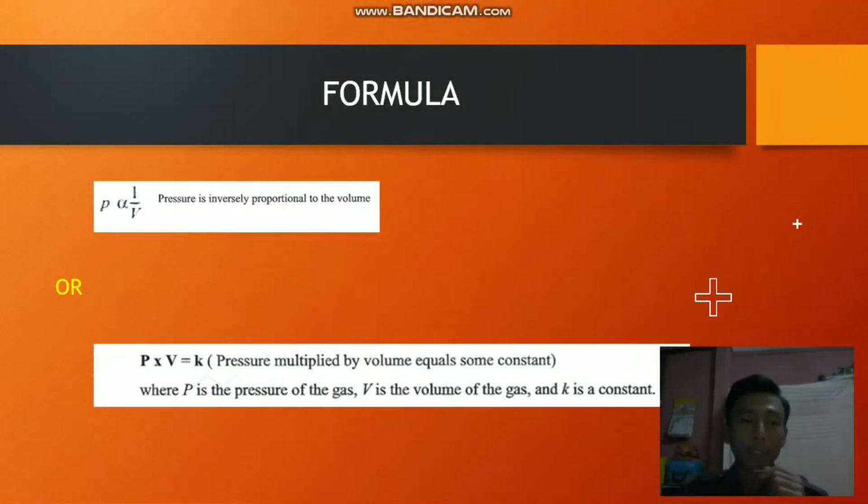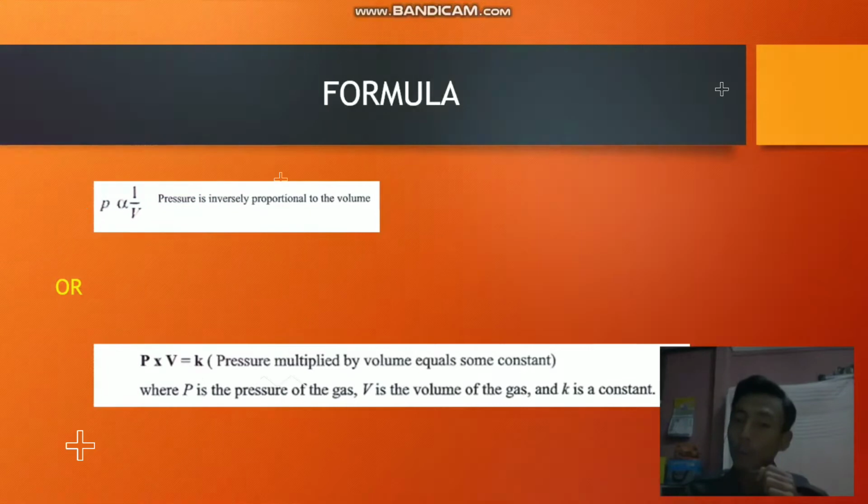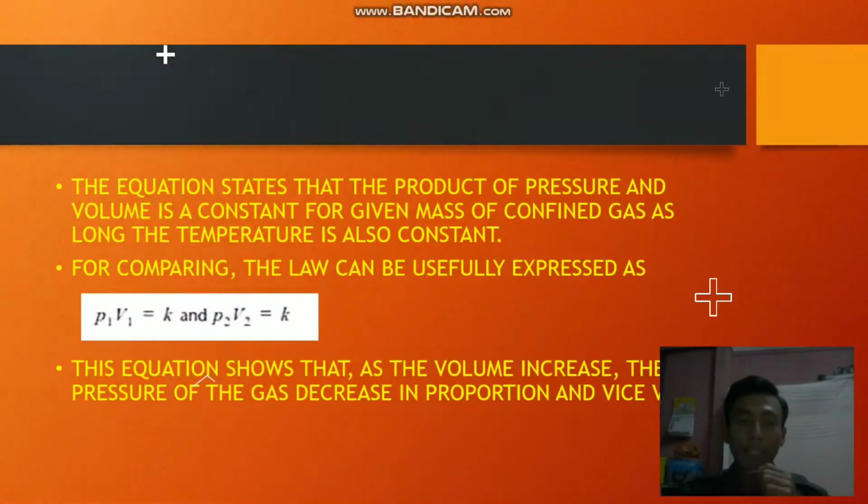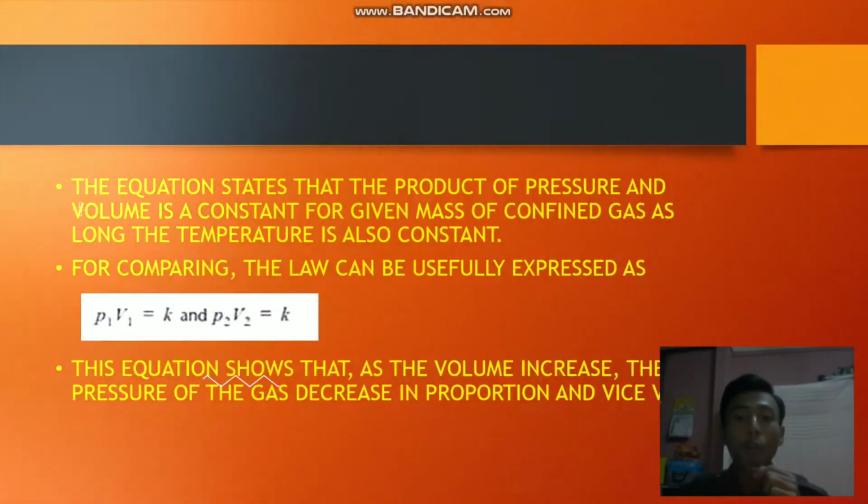You can see first, the pressure is inversely proportional to the volume, or you can use P times V equal to K, where P is the pressure of the gas, V is the volume of the gas, and K is always constant. Okay, the equation states that the product of pressure and volume is a constant for a given mass of a confined gas, as long as the temperature is also constant.